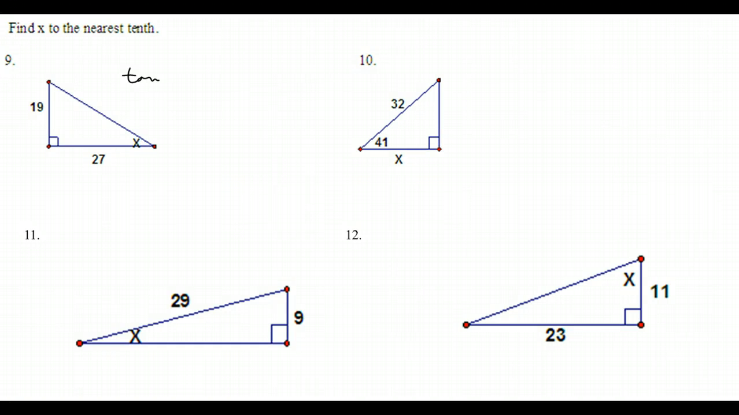In this one, I'm looking for an angle, so we use our inverse trig function again. In this case, I'll use the tangent inverse of 19 over 27, which is approximately equal to 35.1.